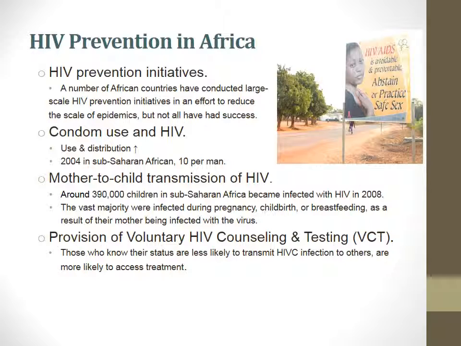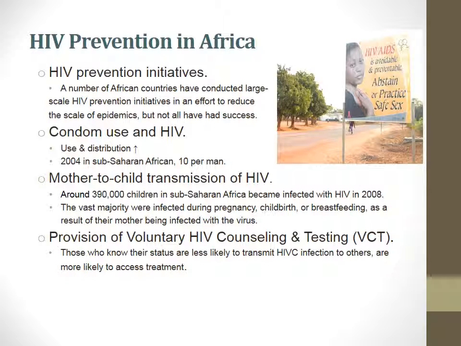Condom use. Condoms play a key role in preventing HIV infection around the world. And in Sub-Saharan Africa, use and distribution has been increasing. However, in 2004, in Sub-Saharan Africa, there was only an average of the equivalent of 10 per man, which you can see is not adequate.